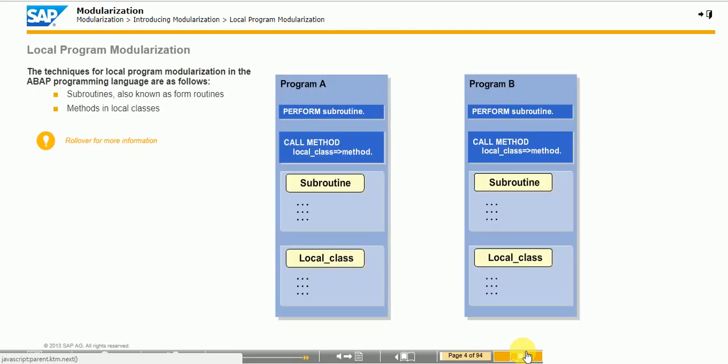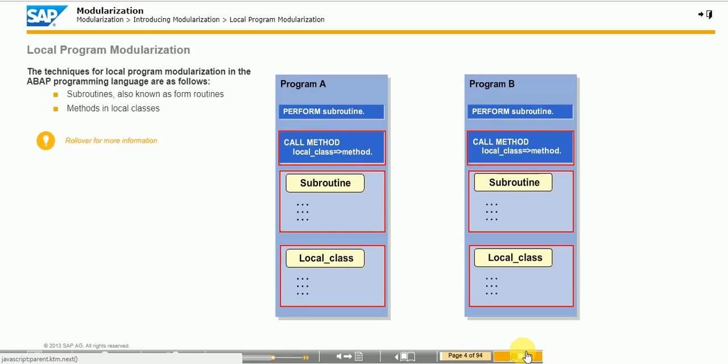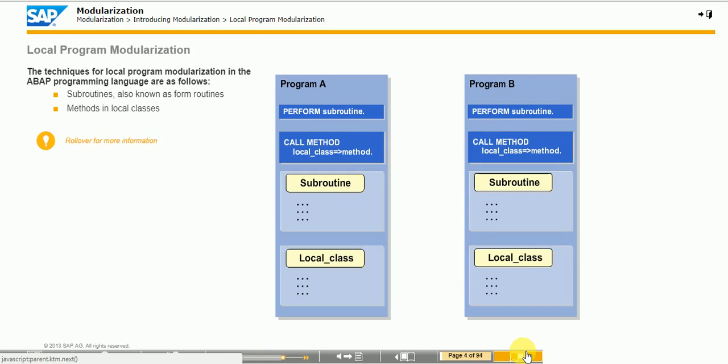With both local modularization techniques, modularization units are only available in the program in which they were implemented. To call the local module, no other program must be loaded to the user context at runtime. Local classes, methods, and subroutines can have the same name in different programs without producing conflicts. This is because the source code for the programs is handled separately in the main memory of the application server.